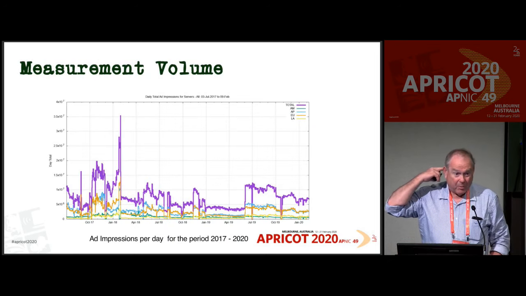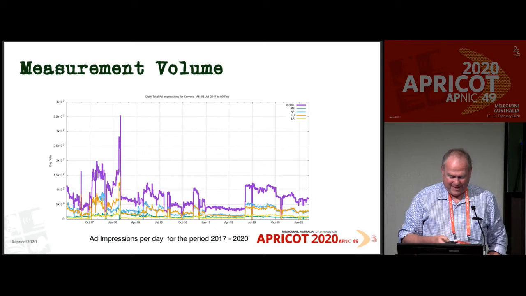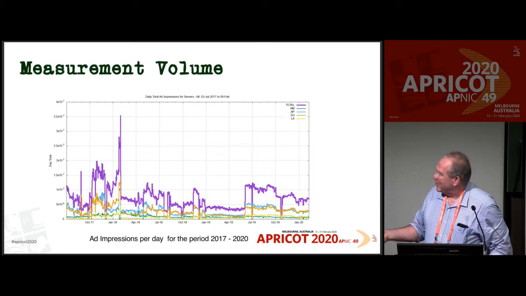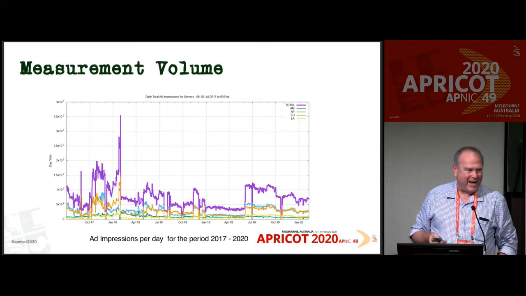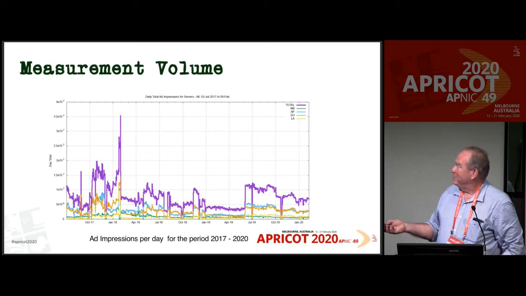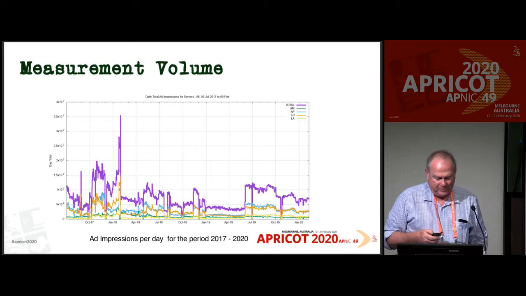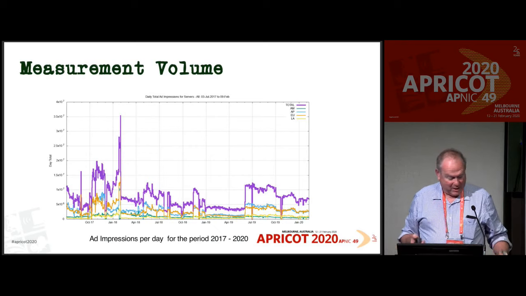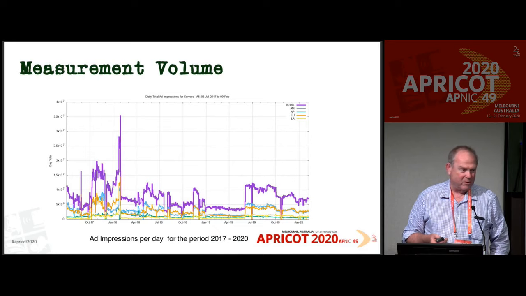So that's simple. How many ads do we run? That scale on the left is in millions: 5 million, 10 million, 20 million, 30 million. There was a bad day when Google just went mad and our systems melted. The current system is running around 8 million samples a day, 8 million independent measurement points all over the internet.